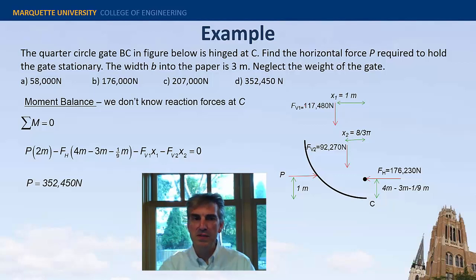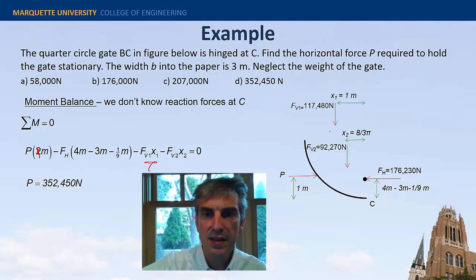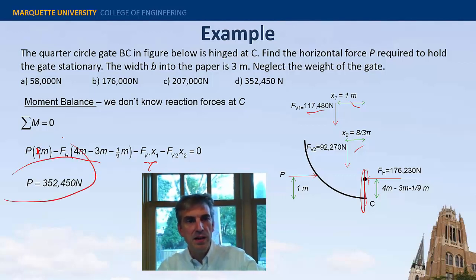Easy enough to sum the moments of this free body diagram. P times this, that should be 1 meter. P times 1 meter. The horizontal force is just the total distance down. It's the distance left over when I go the total 4 meters minus the HCG minus YCP, and then these forces times their respective moment arms to C, and I end up with P of 352,000, and that looks like maybe this guy right here.